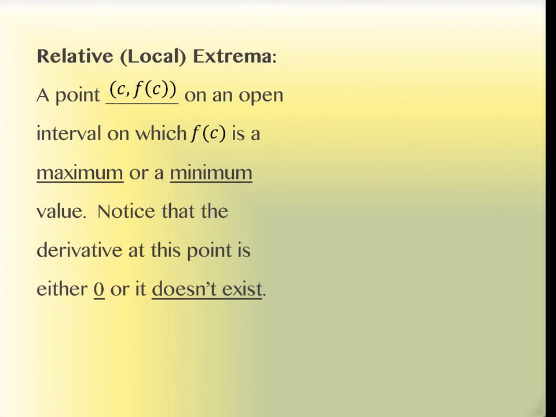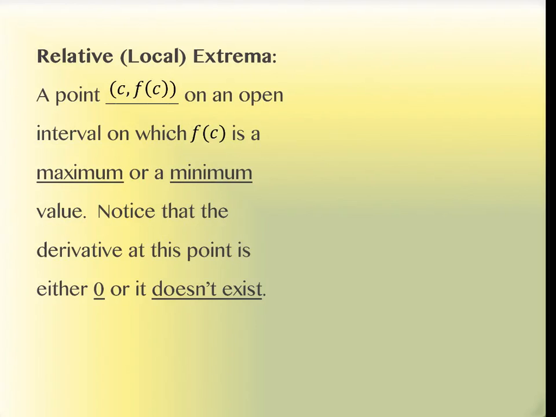The first thing I want to talk about is something called a relative or a local extrema. Relative and local are used interchangeably in different textbooks. They mean the same thing. All a relative or a local extrema is, is a point on the interval where it's a maximum or minimum value. It says to notice that the derivative at this point is either 0 or it doesn't exist.